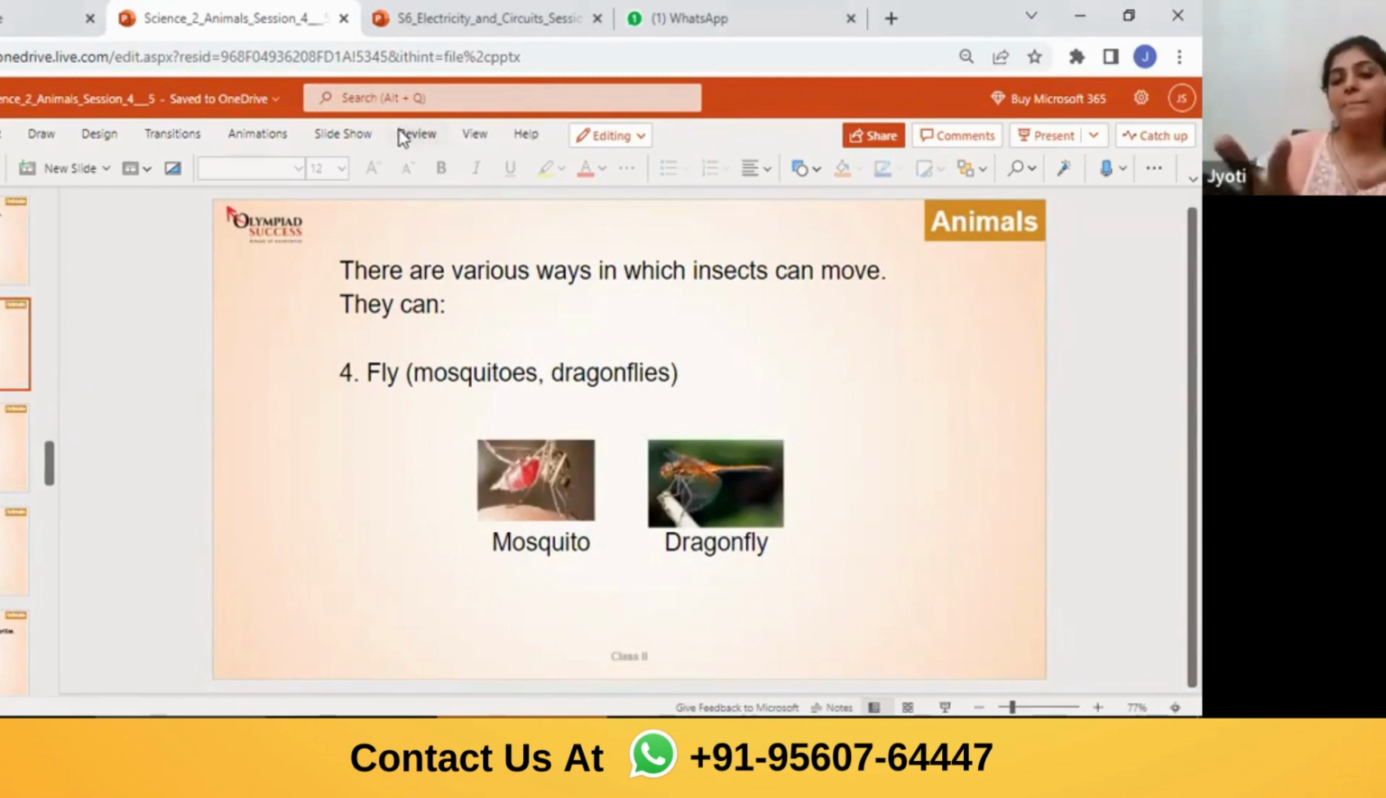The examples are not limited to only these. Again, I'm repeating, there are many insects which can fly. But here we are focusing on the locomotion type, whether it is jump or hop or crawl or walk or fly. So these are the different types of locomotion insects have.